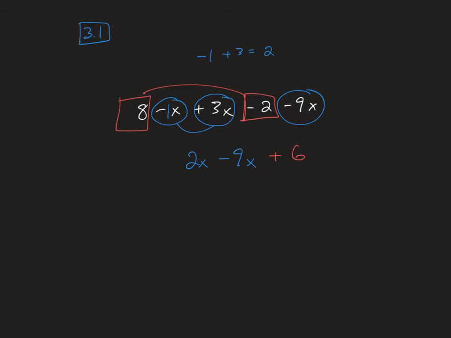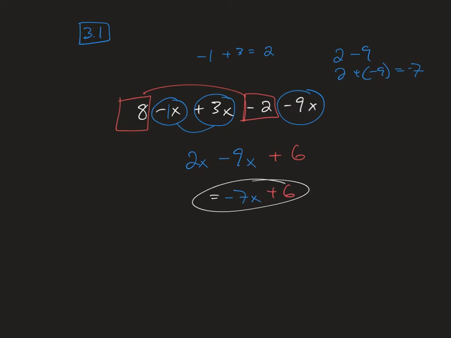So then I have 2x minus 9x, so 2 minus 9 is 2 plus a negative 9. Signs are different. Subtract them, get 7, and keep the larger, which is negative 7. So negative 7x plus 6 is our final answer for the first one here.